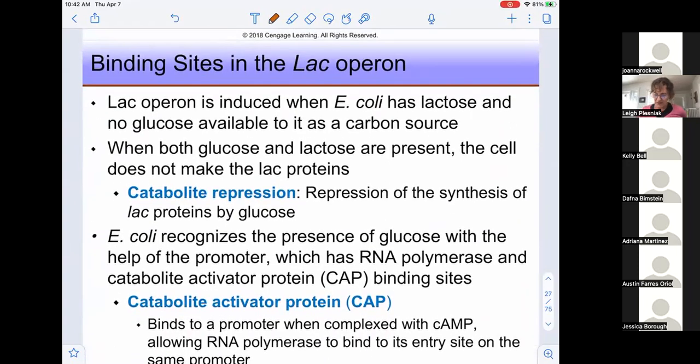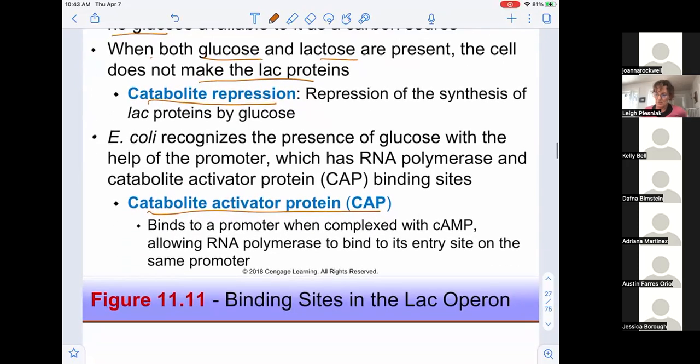Okay, so that is the lac operon. And it turns out the lac operon is also under control of catabolite activating protein, or CAP. So the lac operon naturally is induced when the E. coli has lactose and no glucose. When both glucose and lactose are present, the cell wants to use the glucose and not the lactose, and so the lac proteins are not made. And that is accomplished through catabolite repression. So this is repression of the synthesis of the lac proteins by glucose.